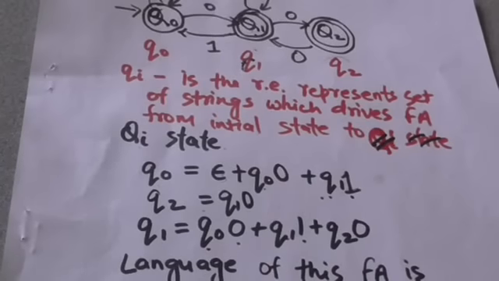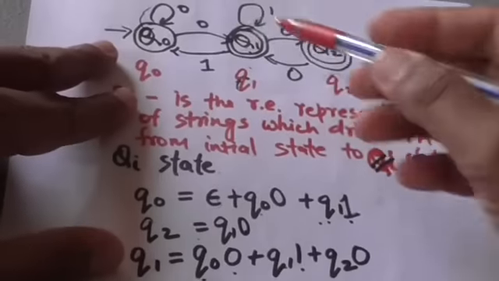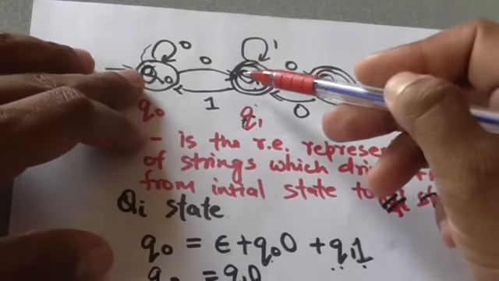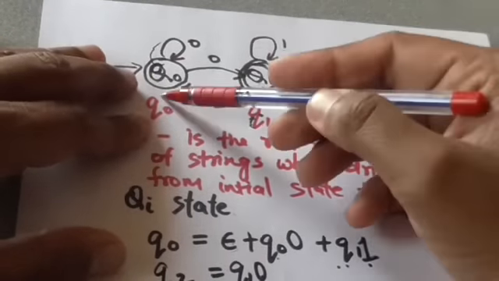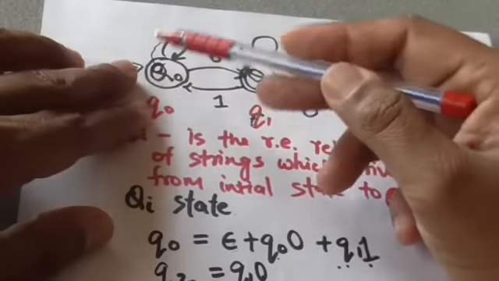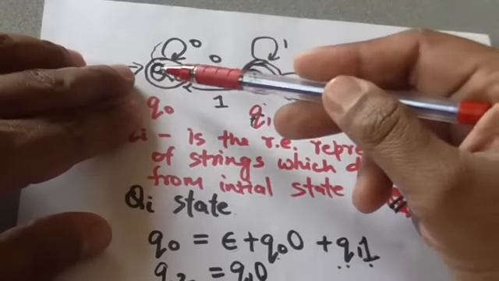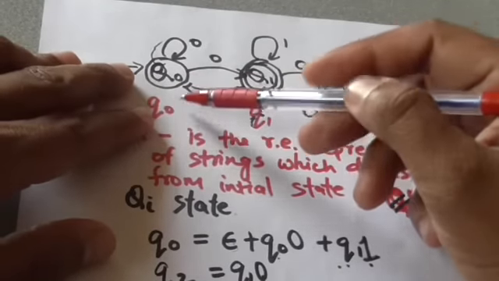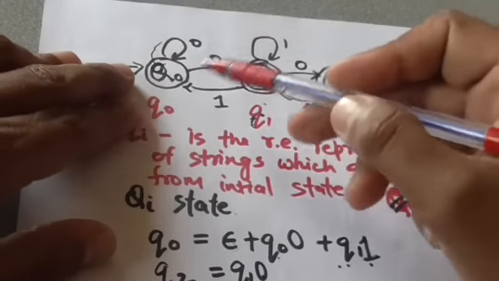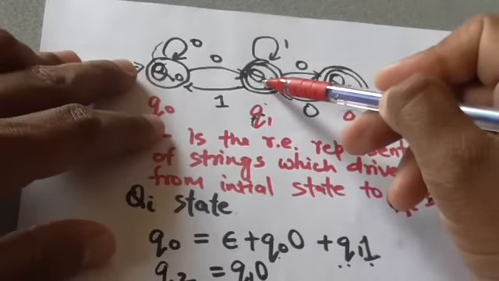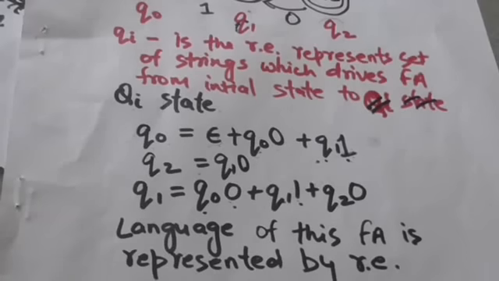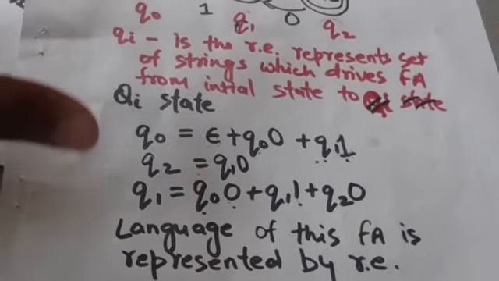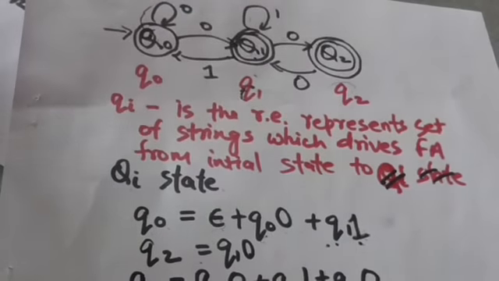Now see this. Regular expression Q1. When the machine is in state Q0, on reading an input symbol 0, it jumps to state Q1, right? Here, Q0 is a regular expression which represents the set of those strings which drives the machine from the initial state to Q0 state. Here, Q0 is the initial state. So, when the strings of regular expression Q0 are concatenated with input symbol 0, then that string will drive the machine from its initial state to Q1 state. So the regular expression Q0 0 represents the set of strings which drives the machine from initial state to Q1 state.